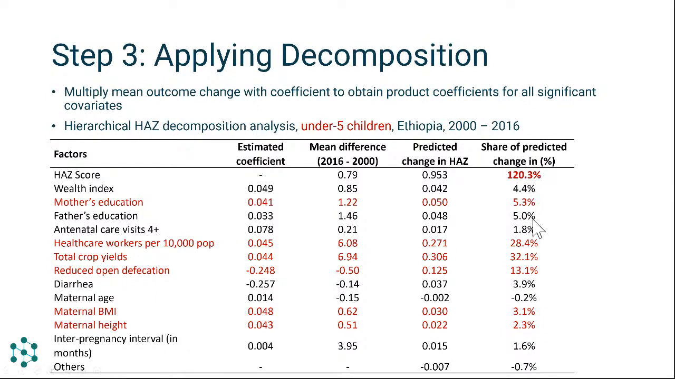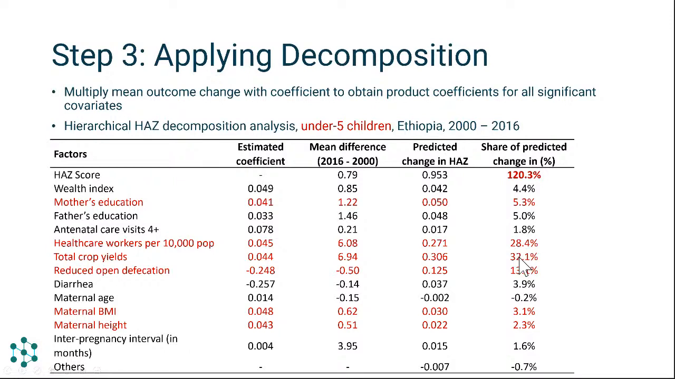And so if we do that here for this model, we can see that wealth index contributes about 4% of the reduction, maternal and paternal education about 10% collectively, ANC, small but significant effect, about 2%, healthcare workers, about 28%, consumable crop yield, which is a very important storyline that was coming out of Ethiopia that we saw from our other work as well, the qualitative and the policy work.